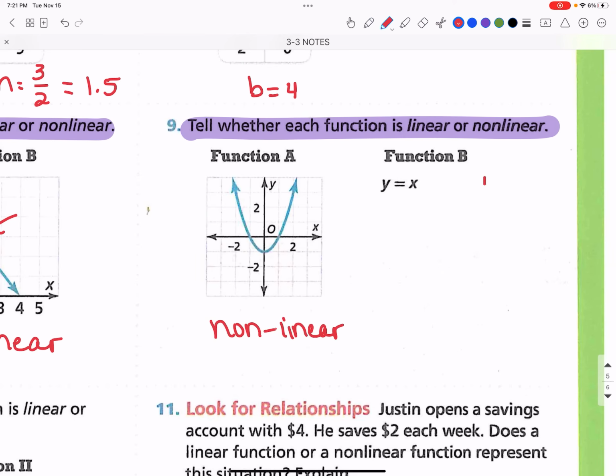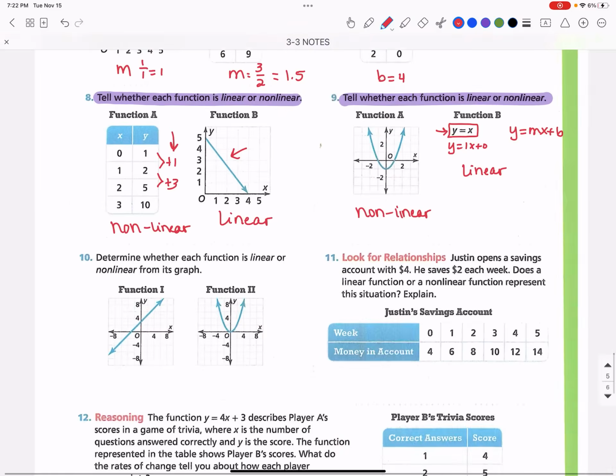Remember I told you anything in y equals mx plus b is linear, right? That's the very equation of a linear equation. Is this in y equals mx plus b? It is, right? Y equals, could I put 1x plus 0? So this is linear because it is a linear equation. Even though it doesn't look like it, there's a few things missing. That's kind of the bare bones of a y equals mx plus b, and your m is 1 and your b is 0. Okay?